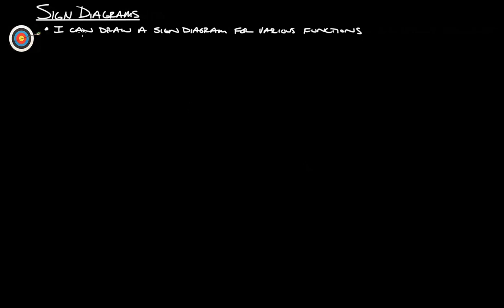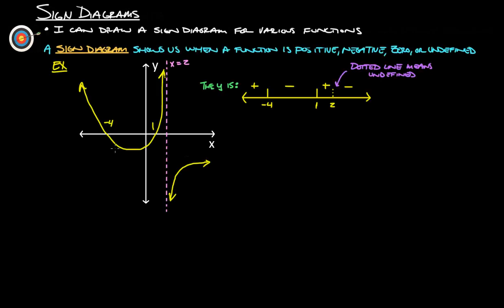I'm going to take you through the notes on sign diagrams. At the end of this, you should be able to say, I can draw a sign diagram for various functions. A sign diagram shows us when a function is positive, negative, zero, or undefined. The big thing to think about here is figuring out if the y is positive, the y is negative, and then the zero and the undefined will show you here.